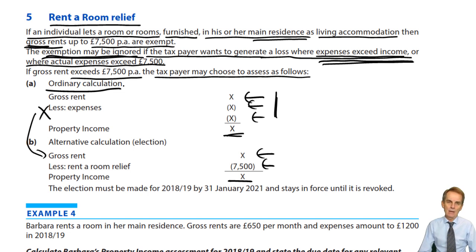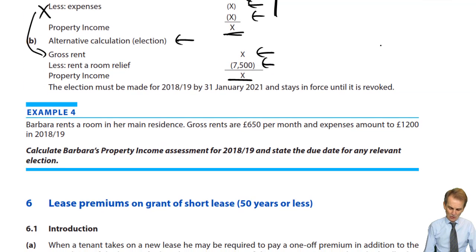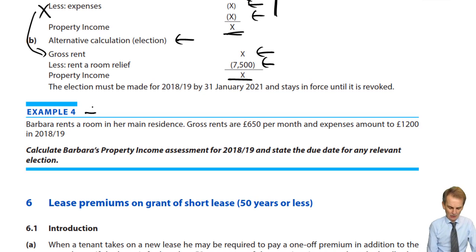Rental income received, expenses paid. Normal calculation. However, if you wish, you can go for the alternative election here for the rent-a-room relief to apply as a deduction against that gross rental. So rather than deducting expenses and working out a profit, you would simply be assessed on the income in excess of that £7,500 limit. Let's see the situation in which that would be worthwhile with our little example here.